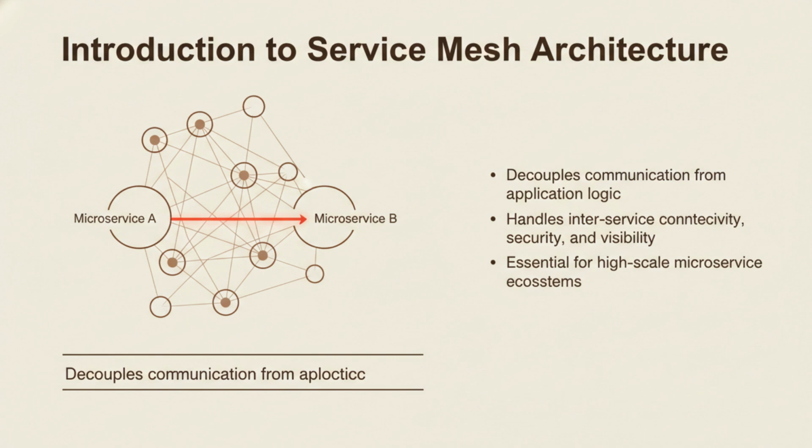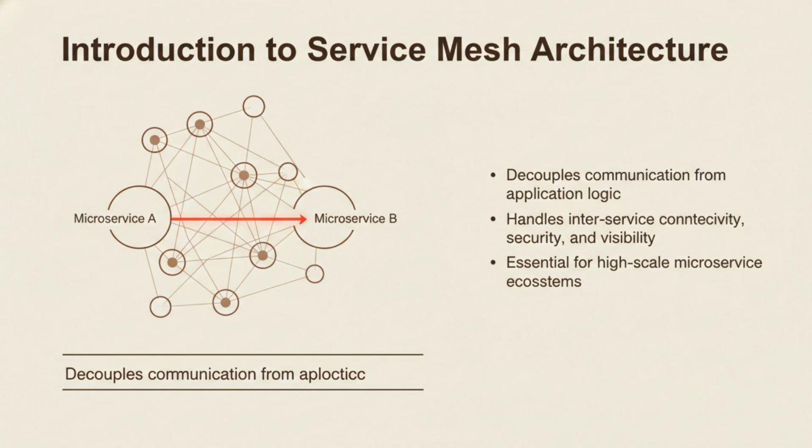In the modern era of cloud-native development, we have transitioned from monolithic giants to a sprawling landscape of microservices. While this shift offers incredible scalability and agility, it introduces a significant challenge. How do hundreds or even thousands of independent services communicate reliably? This is where the service mesh comes into play. It acts as a dedicated infrastructure layer that handles service-to-service communication. Think of it as the postal system for your microservices, ensuring every message reaches its destination securely and efficiently.